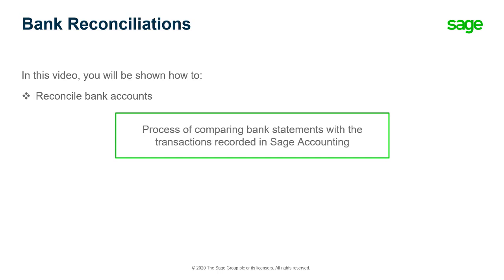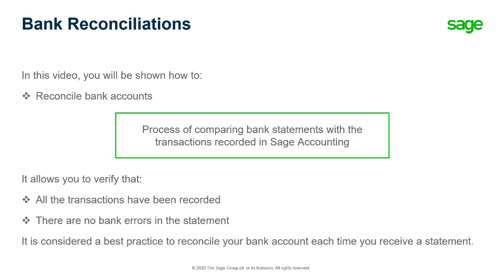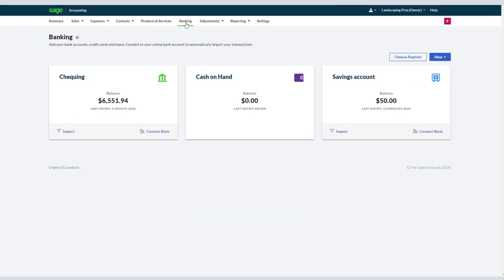Reconciling bank accounts is a process of comparing bank statements with the transactions recorded in Sage Accounting. It allows you to verify that all the transactions have been recorded in Sage Accounting and that there are no bank errors in the statement. It is generally considered a best practice to reconcile your bank account each time you receive a statement from your bank. Let's begin by going to the banking module to reconcile a bank account.